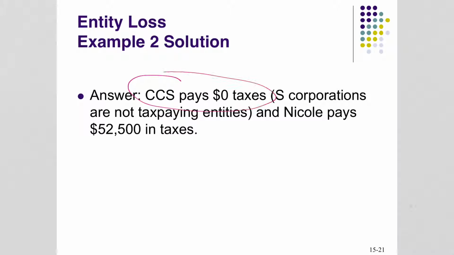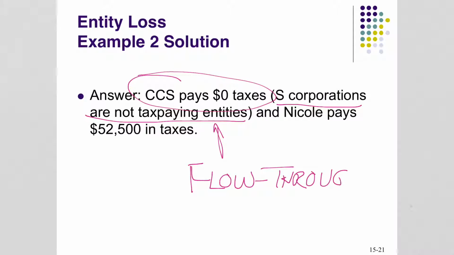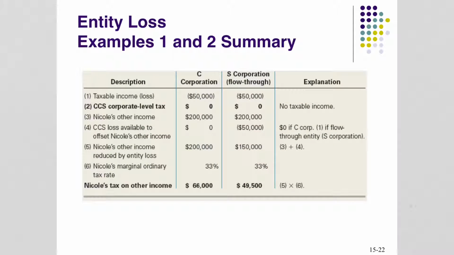Again, S corporations pay zero tax. S corporations are not tax-paying entities. They're flow-through. Remember we said that? Flow-through. They pay no tax. All of its income or losses get passed to the individual owners. And now Nicole pays only $52,500 in taxes. Why? Because, let's see, does this do it? Yes, it does. It explains it. Here's her example as an S corporation.